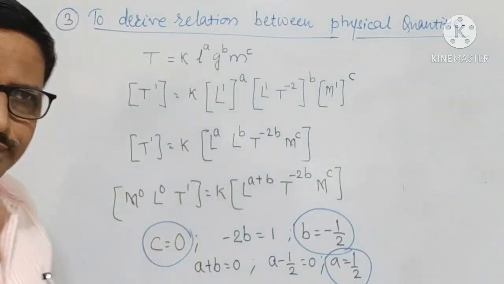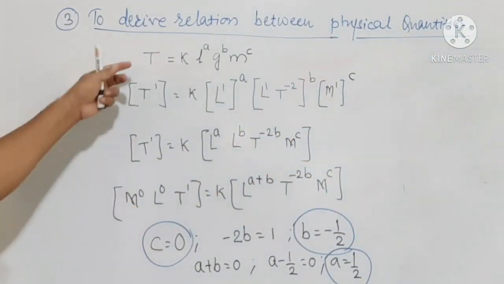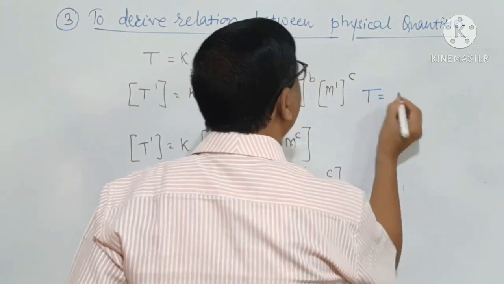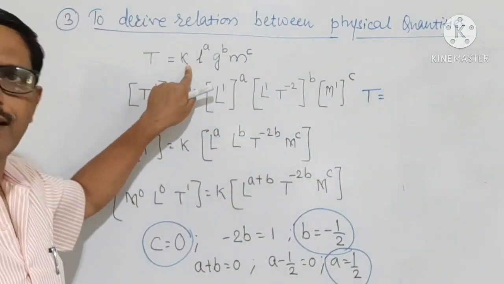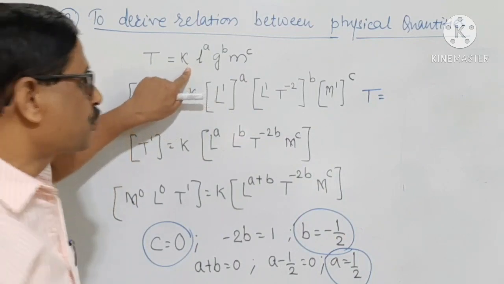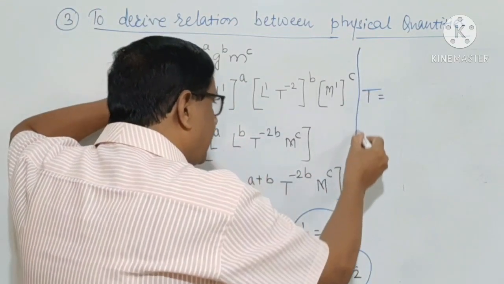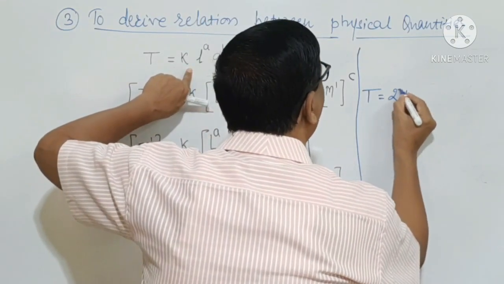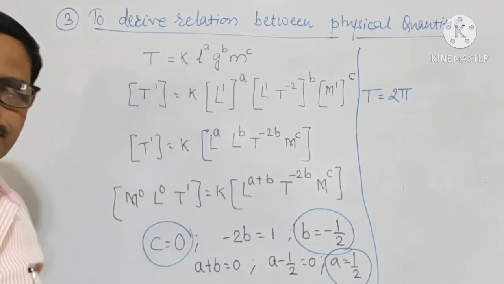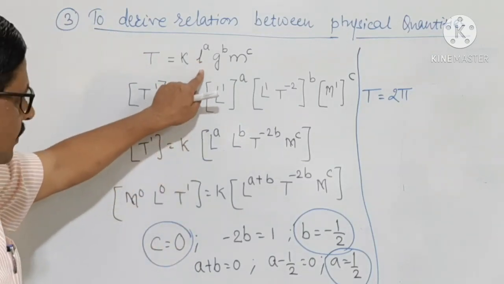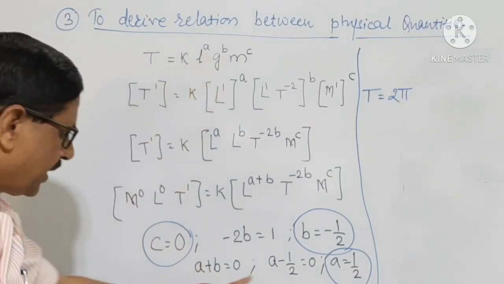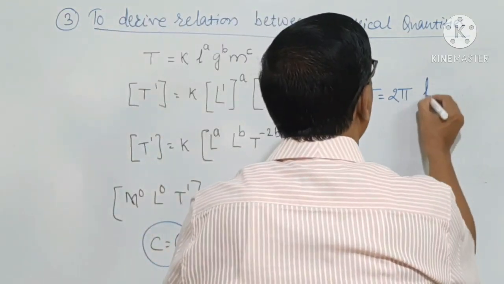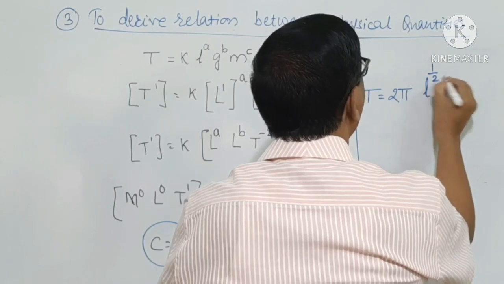Here, the job is simple. How will we determine this? This capital T is equal to k. K is a constant. It is to be determined experimentally. The value of k is 2 pi. Then L raised to a, but actually a is equal to 1 by 2. Therefore, I will write here L raised to 1 by 2.